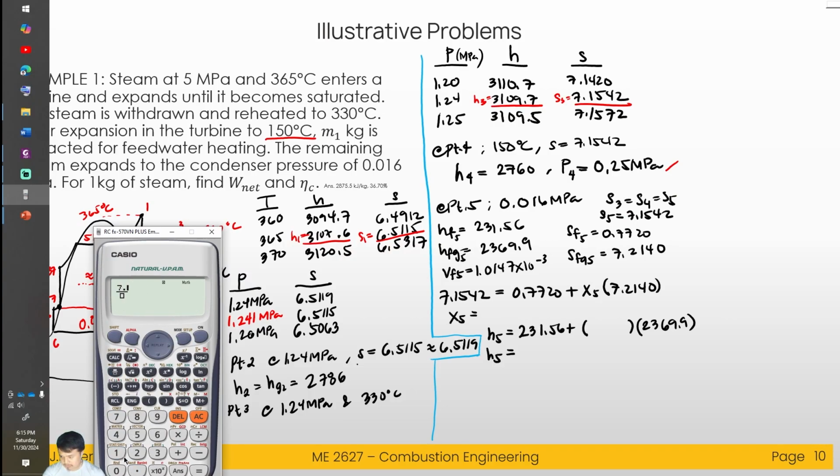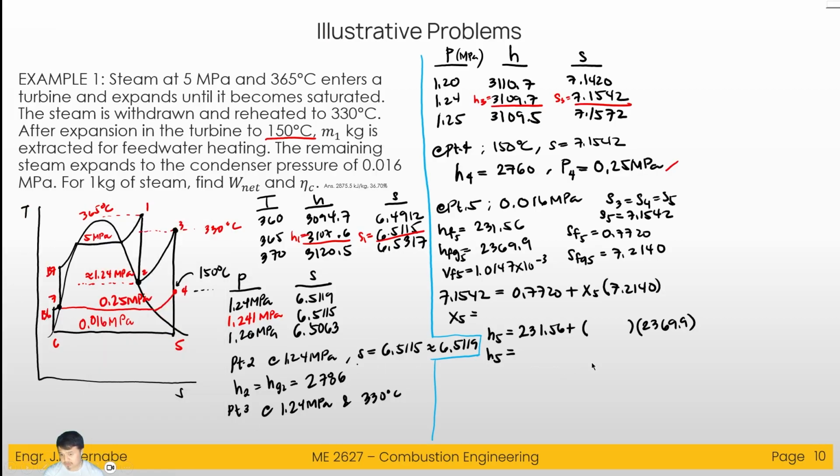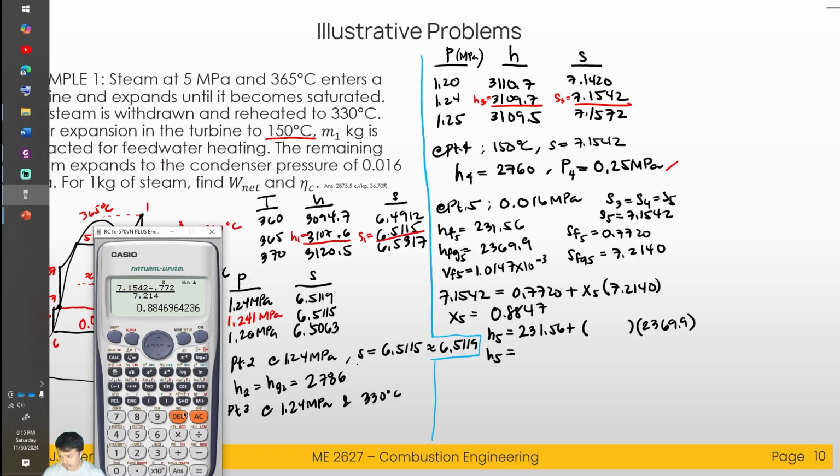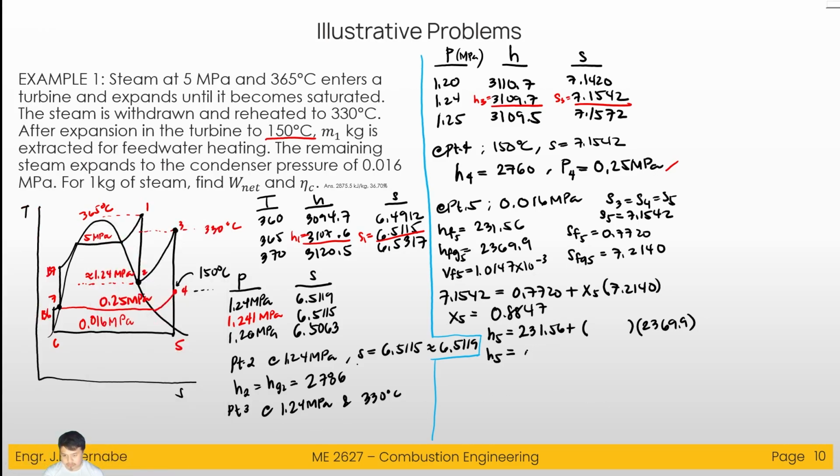7.1542 minus 0.772 divided by 7.214. So 0.8847. No? So I'll use this directly to solve for the H plus ANS times 2369.9. So 2328.20. Yeah. So we're good with H5.